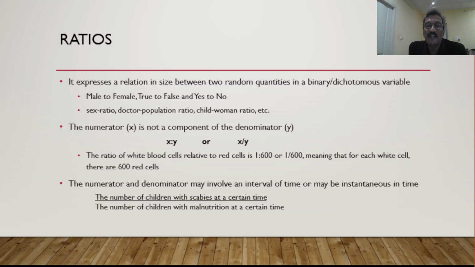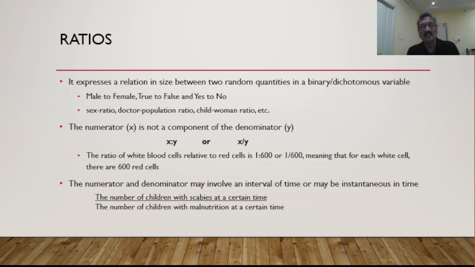It expresses a relation in size between two random quantities. Random in a sense that they take on two values, like in a binary or dichotomous variable, like males to that of females. Males don't include females and females don't include males, or whether the question gets an answer which can be classified as true or false. The true to false becomes a ratio. True is to false, or if something is present or absent, then the ratio becomes yes to no. So the examples are something like sex ratio, doctor population ratio, and child woman ratio.